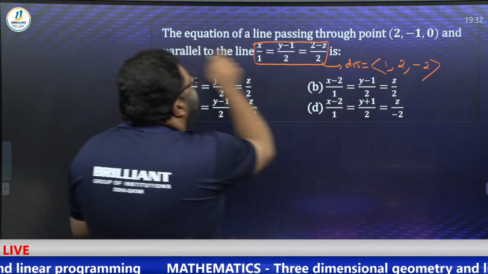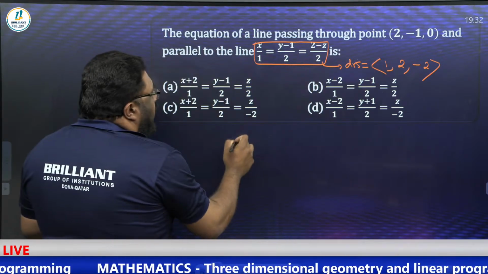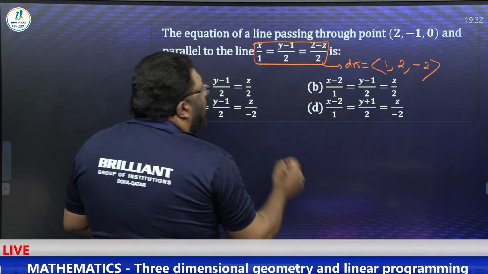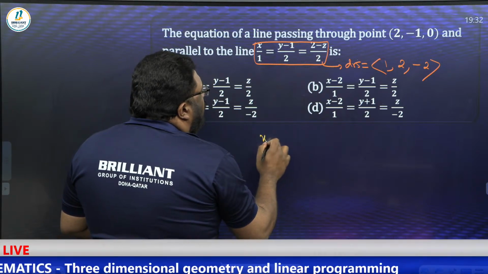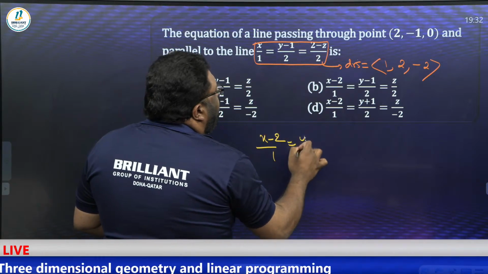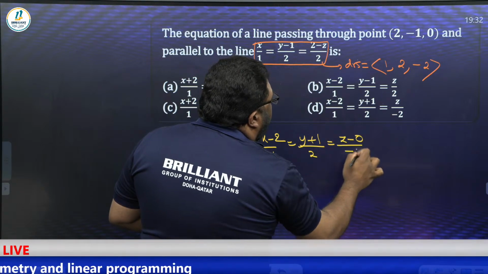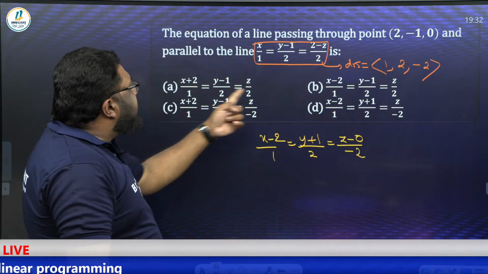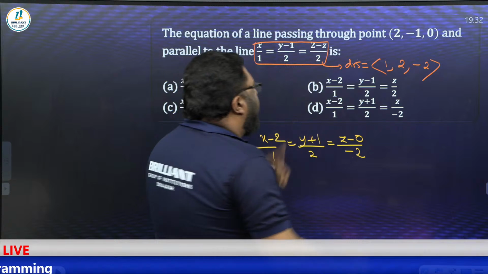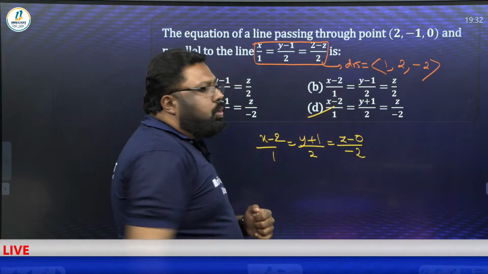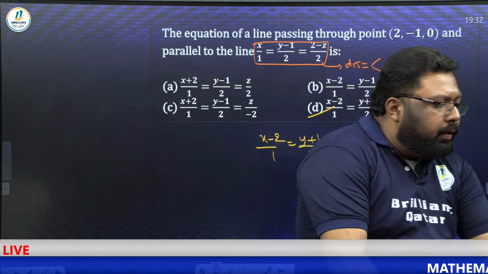Now tell me, what is the equation of the line passing through this? It's going to be what? x minus 2 by 1, y plus 1 by 2, z minus 0 by minus 2. x minus 2, yes. y plus 1, yes. z by minus 2. Option D, beautiful.